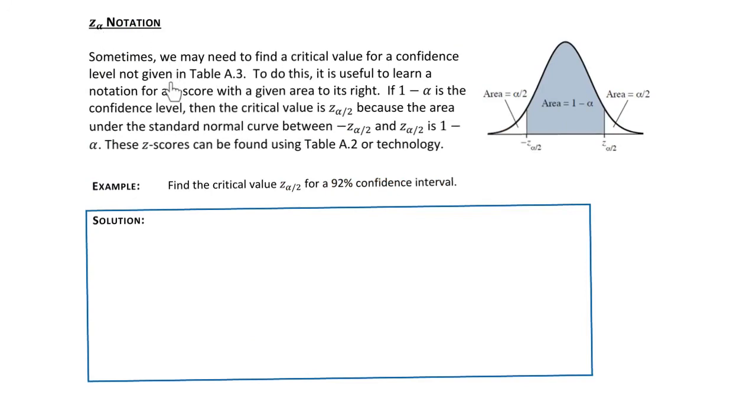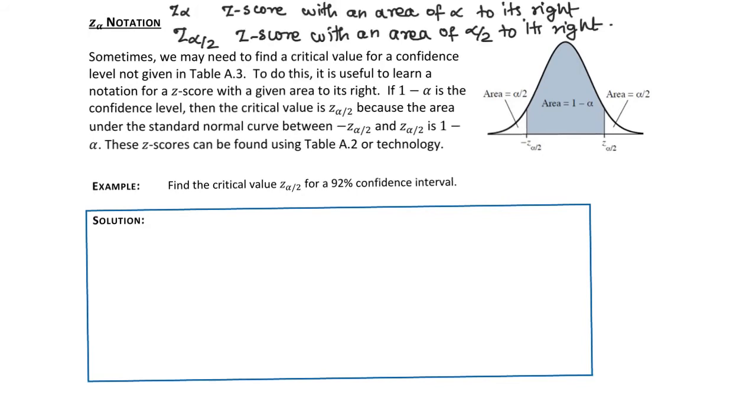Z alpha notation. Sometimes we may want to find a critical value for a confidence level not given in the table. To do this, it is useful to learn a notation for a z score with the given area to its right. If 1 minus alpha is the confidence level, then the critical value is z alpha over 2. The notation z alpha represents a z score with an area of alpha to its right. Z alpha over 2 represents the z score with an area of alpha over 2 to its right.